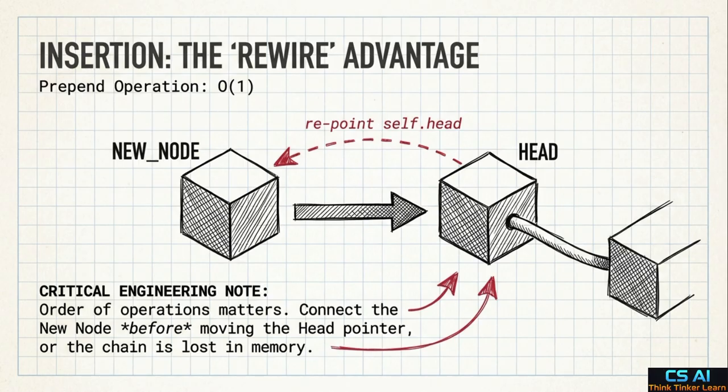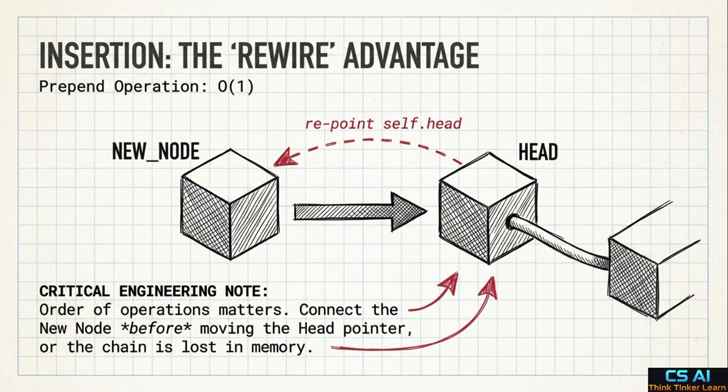Moving on to insertion, the rewire advantage. Prepending an element, or inserting at the head of a singly linked list, is a highly efficient operation with a time complexity of O(n). To insert a new node before the current head, we first make the new node point to what was previously the head. Then we repoint self.head to the new node. This entire process involves just changing two pointers, making it incredibly fast.